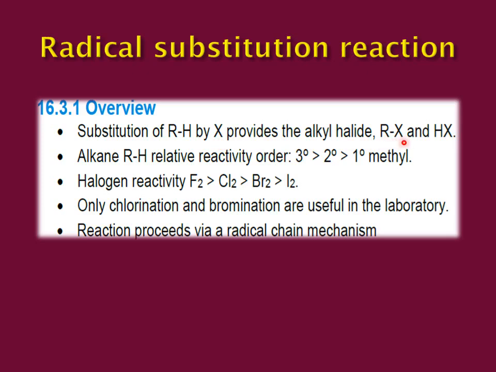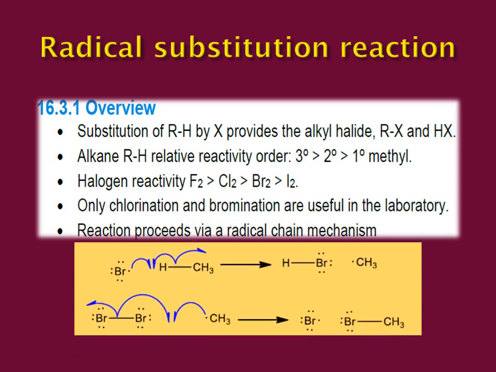Alkane RH relative reactivity order is that tertiary has greater reactivity as compared to secondary. Secondary is greater than primary. Primary is greater than methyl. Halogen reactivity order is that fluorine has greater reactivity than chlorine, which in turn has greater reactivity than bromine and then iodine. Only chlorination and bromination are useful in the laboratory, and the reaction proceeds via a radical mechanism. Let us look into the detail of each and every point over here.